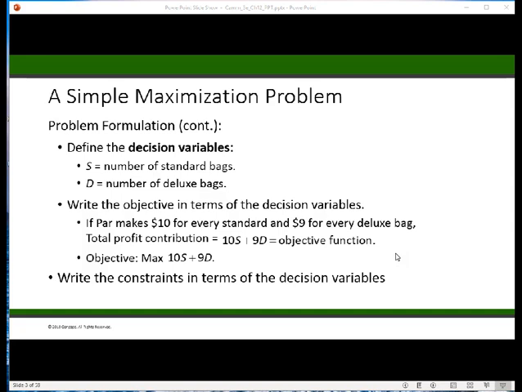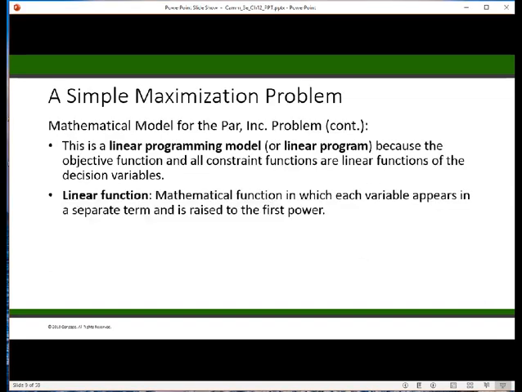Likewise, we'll write our constraints in terms of a function as well. Sewing hours available equals the coefficient, the number of hours for standard times the quantity of standard, plus the coefficient or the number of hours for deluxe times the quantity of deluxe. And this is a linear function, and that means that all of the constraint functions are linear and the objective function is linear. And with a linear function, we can use the simplex algorithm.